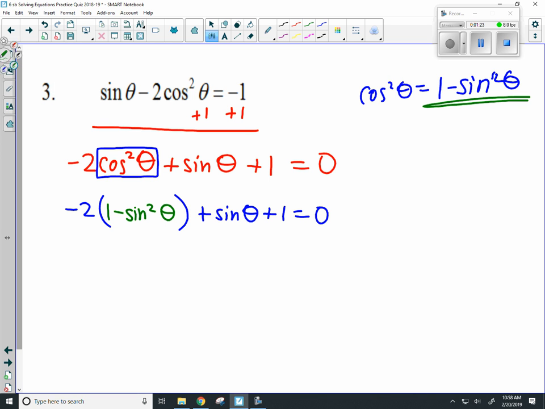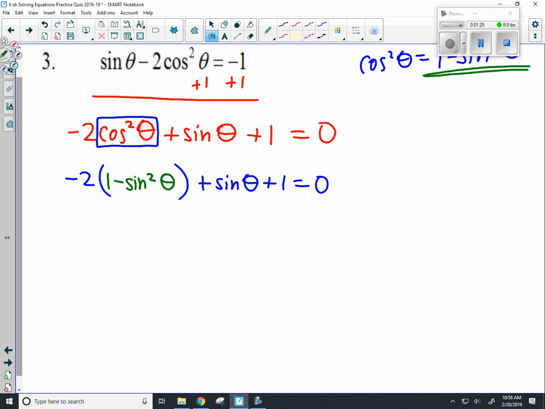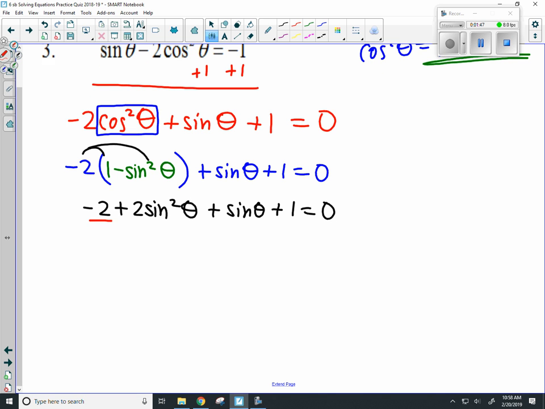What that does for us is it gives us everything in this problem that has a trig function on it in terms of sine. So I'm going to go ahead and distribute that -2 now. So we have -2, and then we're going to have plus 2 sine squared theta. And this sine theta plus 1 hasn't changed. Before I try to factor, I'm going to go ahead and combine like terms. So this -2 out front can combine with this 1. So we have 2 sine squared theta plus sine theta minus 1 is equal to 0.